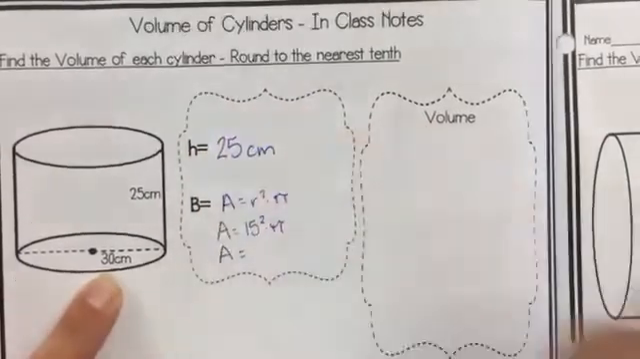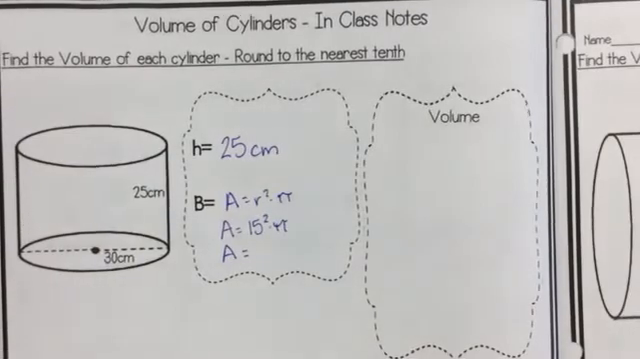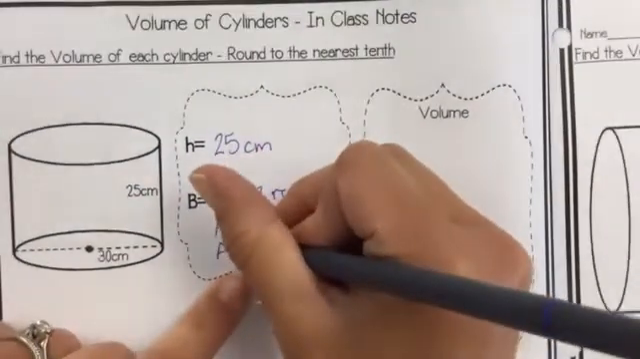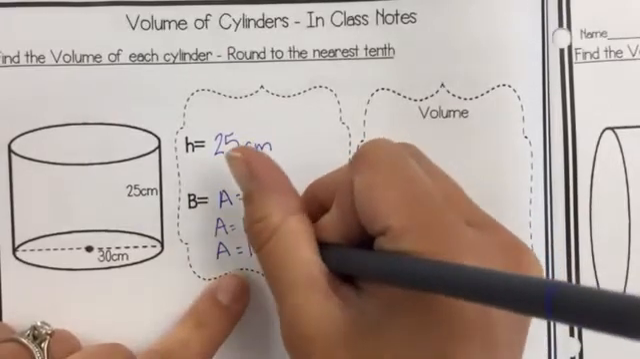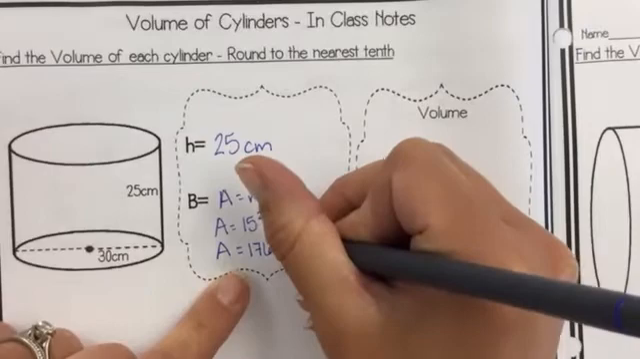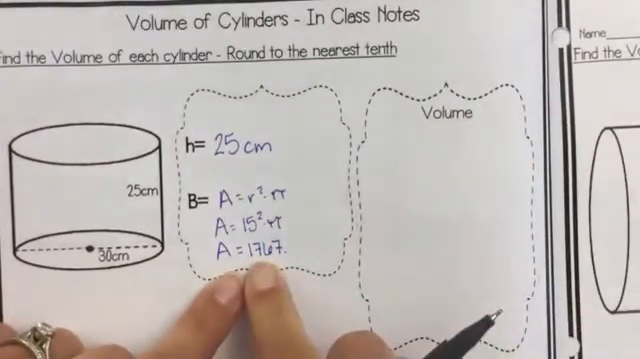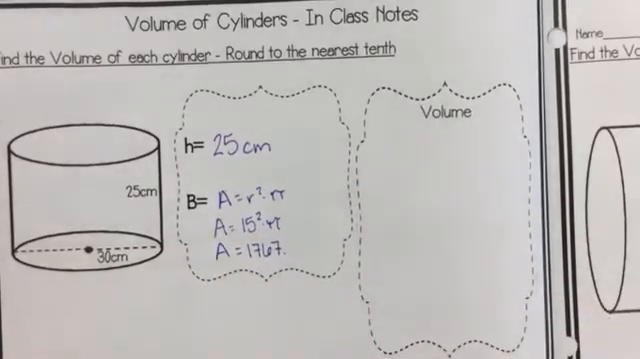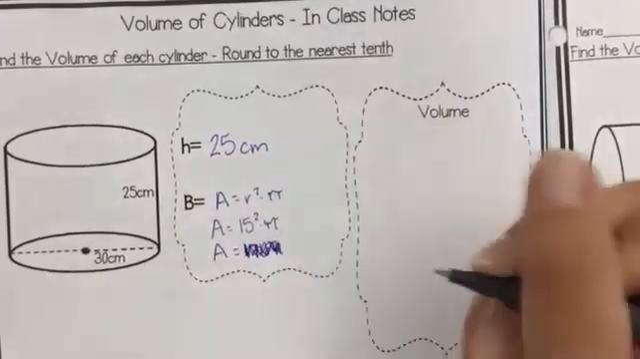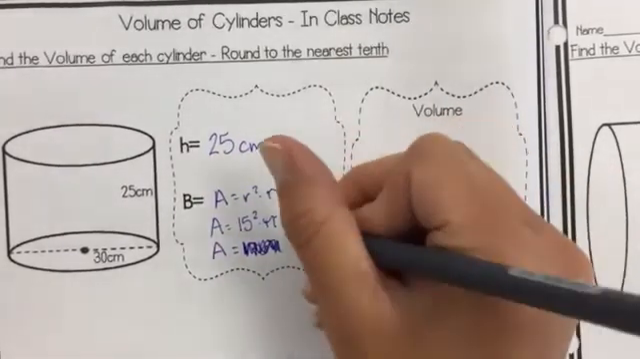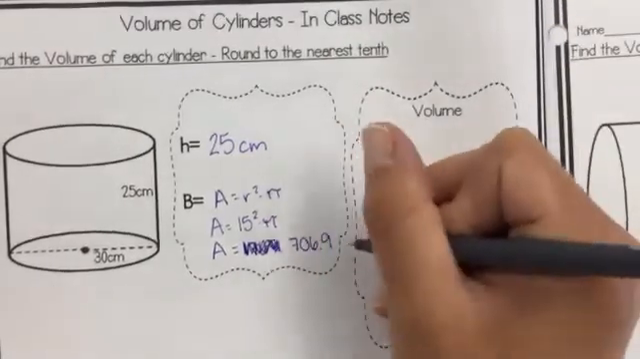And what did you guys get for the answer? I got 17672.5. That's for the area? Oh, no. I say that seems a little bit big. Okay, so what's our area? 706.9. Yeah. Okay, perfect.